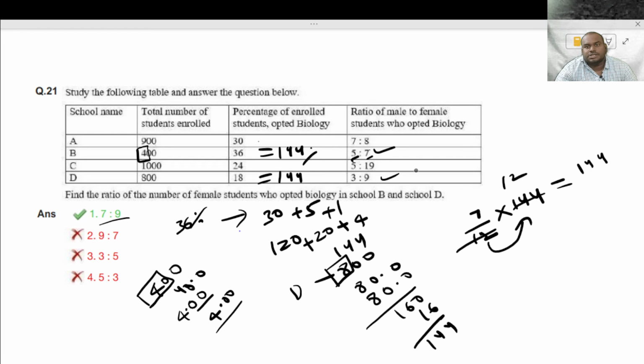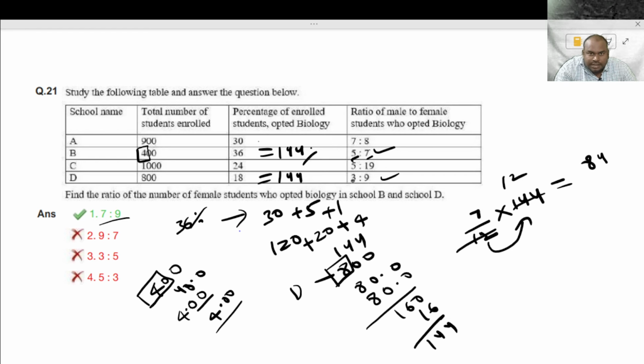Okay, the ratio of male to female students who opted for biology, as a percentage of 144. So it is 84, sorry, not 144. 12 into 7 is 84. Not 144, because we divided. It is 84.